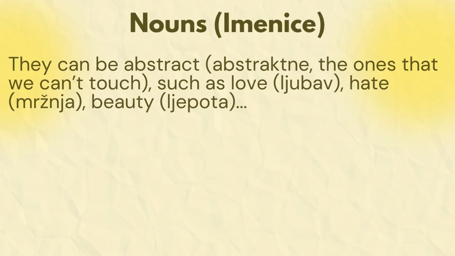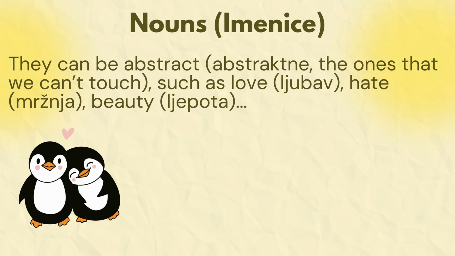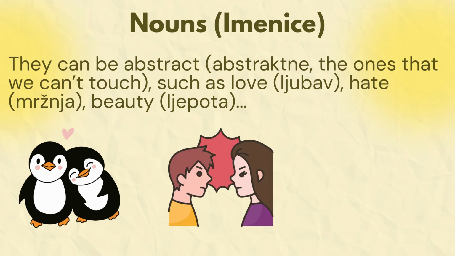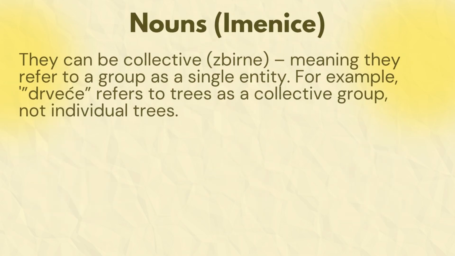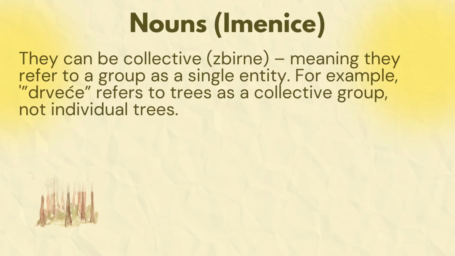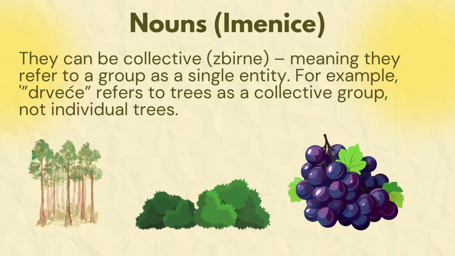They can be abstract, abstraktne, the ones that we cannot touch, such as love, ljubav, hate, mržnja, beauty, ljepota. They can be collective, zbirne, meaning they refer to a group as a single entity. For example, drveće refers to trees as a collective group, not individual trees.